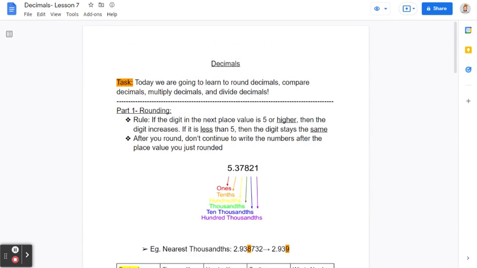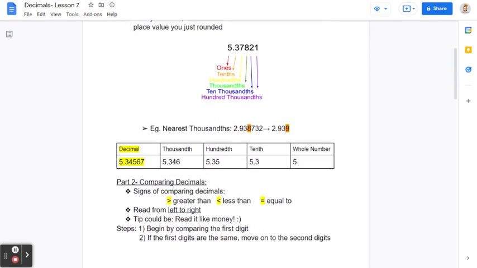Hopefully it was pretty straightforward and easy. I wanted to put all of them together, so like rounding, comparing, multiplying, and dividing. Obviously adding and subtracting is pretty straightforward. I'm sure that you would know that at this point if we're multiplying and dividing. But this was our lesson for today, and hopefully you were able to understand it.